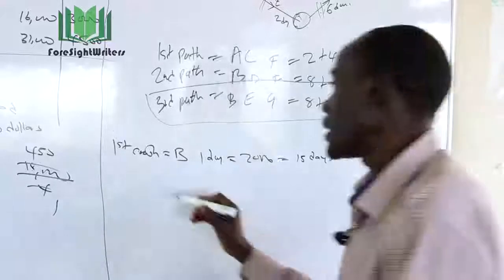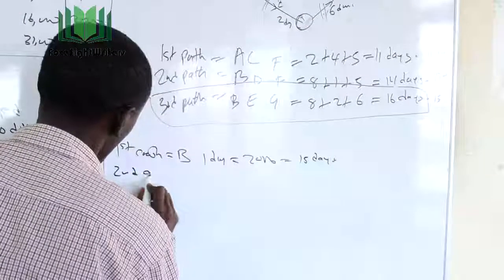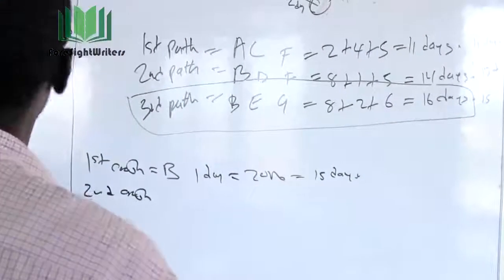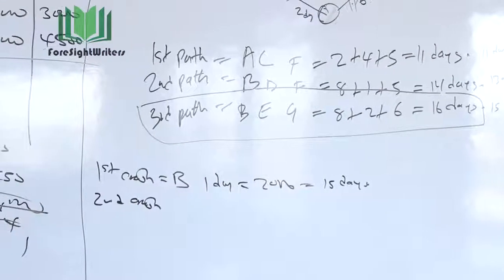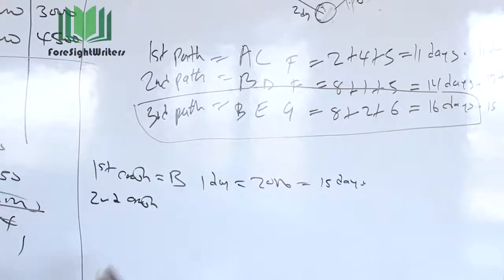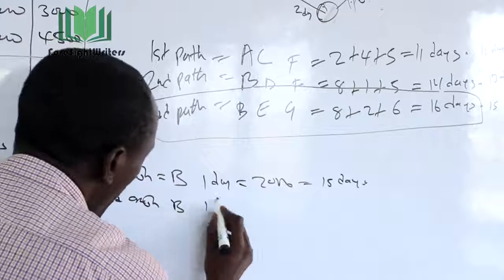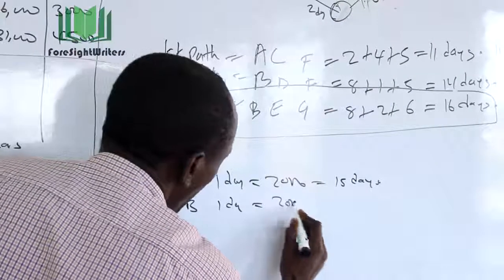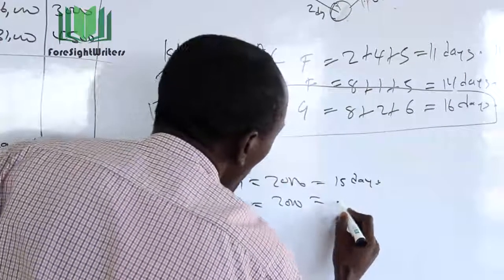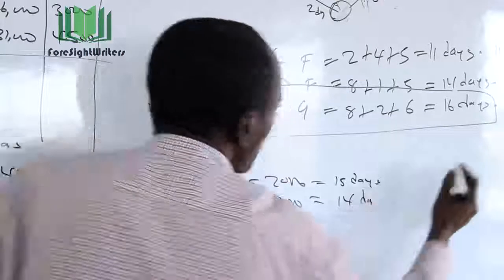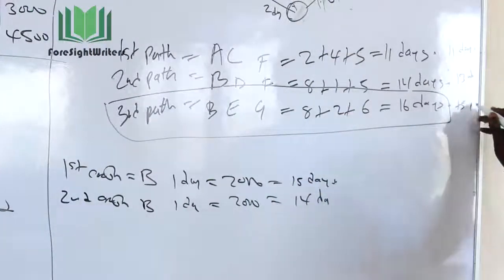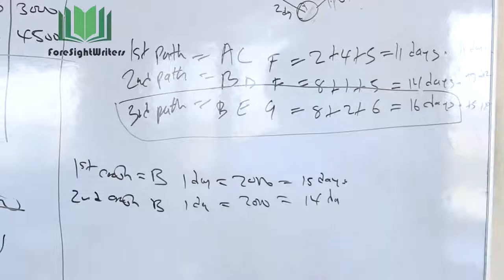So we go to the second crash. For the second crash, I can still crash that same activity, activity B, with another 1 day. So I spend an extra 2,000, so it moves the critical path to 14 days. This now moves to 14 days, this comes also to 12 days, okay?